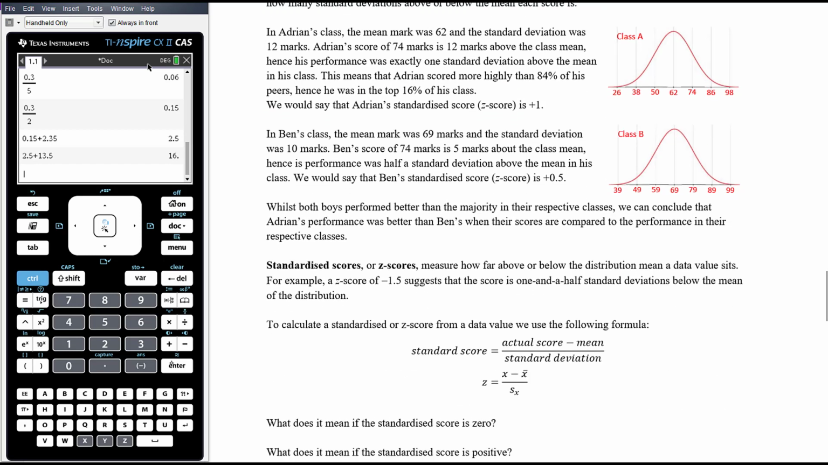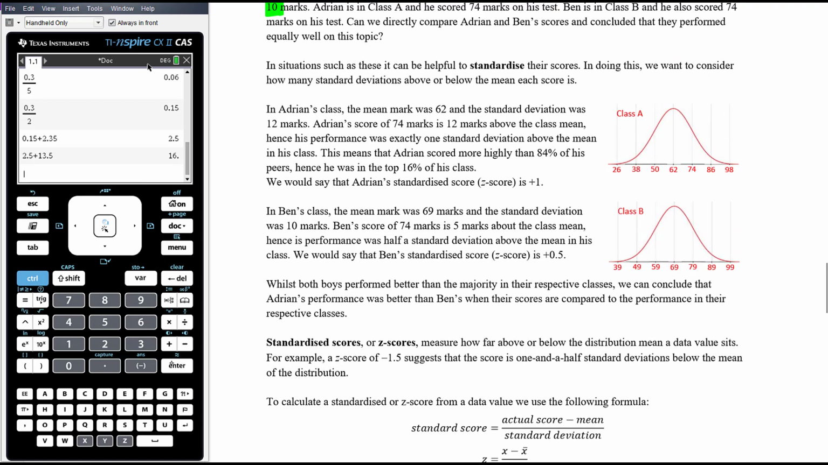So standardized scores, or Z scores, measure how far above or below the distribution mean a data value sits. For example, a Z score of -1.5 suggests that the score is 1.5 standard deviations below the mean of the distribution. To calculate a standardized or z-score from the data value, we use the following formula. The z-score is the actual score, take away the mean, divide by the standard deviation.